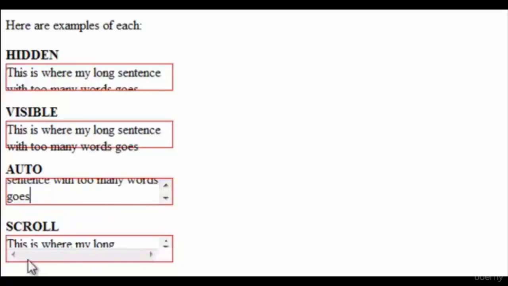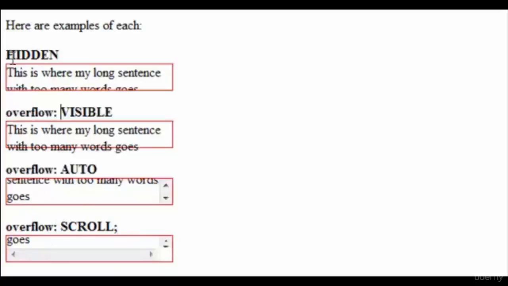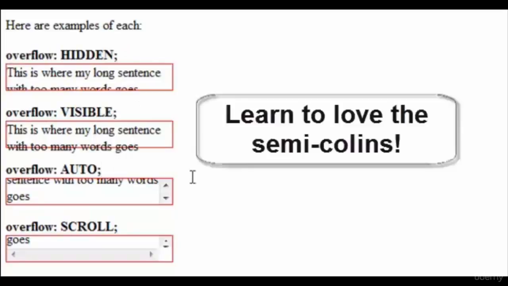Whereas scroll has one from left to right and from top to bottom, and looks not the greatest, but it's actually very useful when you have a large amount of area and you want the user to be able to scroll through it both vertically and horizontally. So to apply this, you just type overflow scroll, auto, visible, or hidden. Don't forget your semicolons, even if there's not another declaration afterwards.